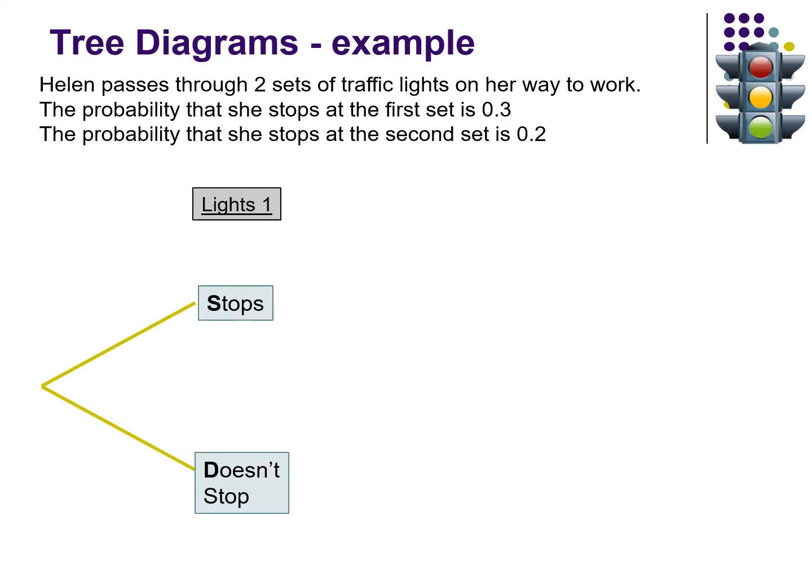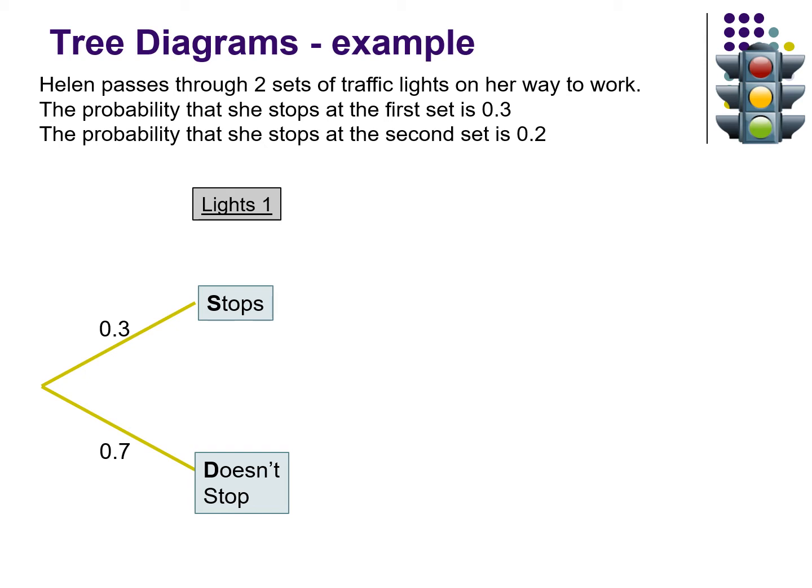She can either stop or she doesn't stop. All right, so that's my two different outcomes, hence my two different branches. So what I'm going to do then is write the probabilities along those branches. We're given in the question the probability that she stops is 0.3. So what's the probability she doesn't stop? That's right, it's going to be 0.7. Here's my quick check. If I add them, do I get 1? Yes, I do. So that's the first part of my tree diagram drawn.